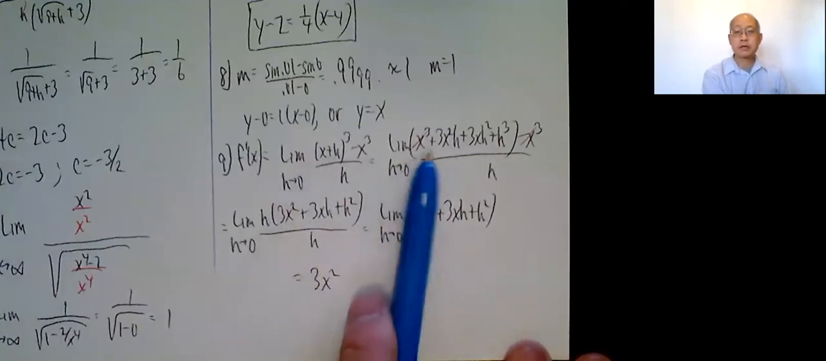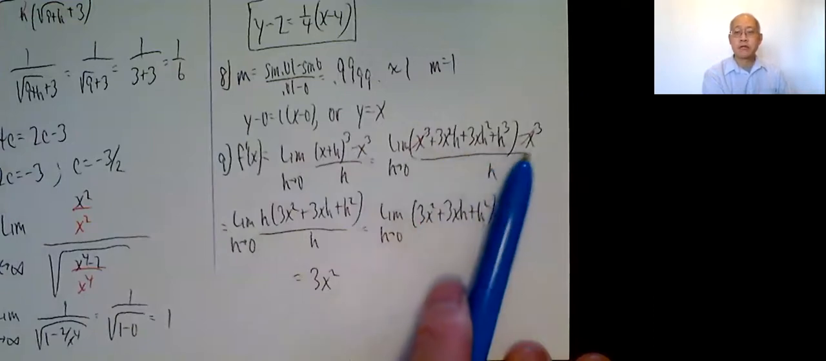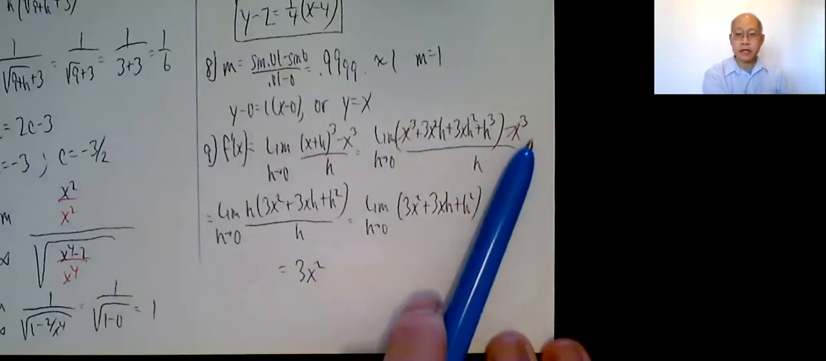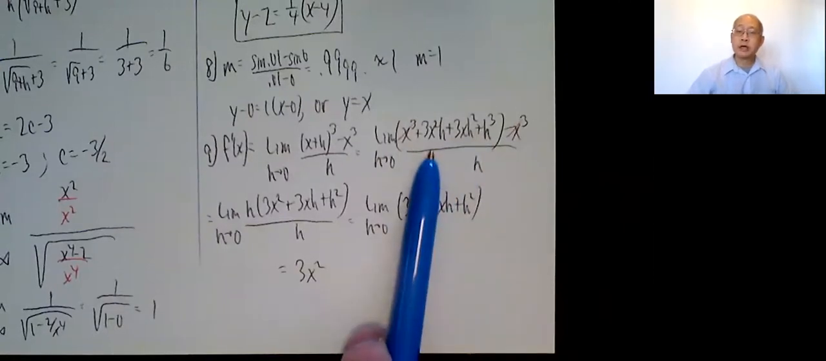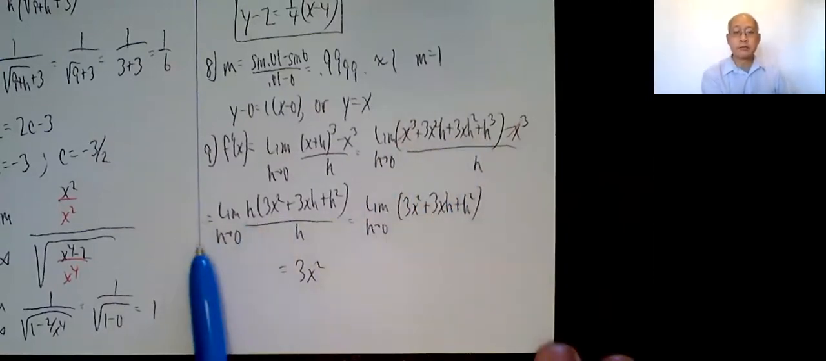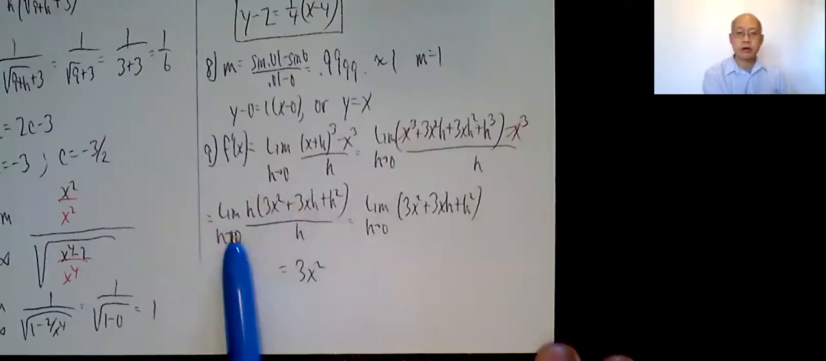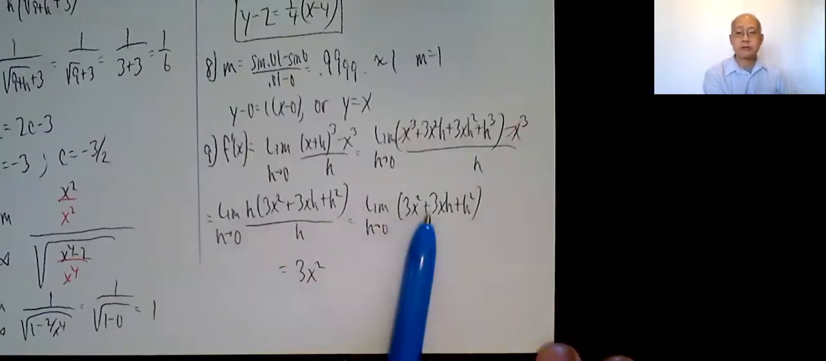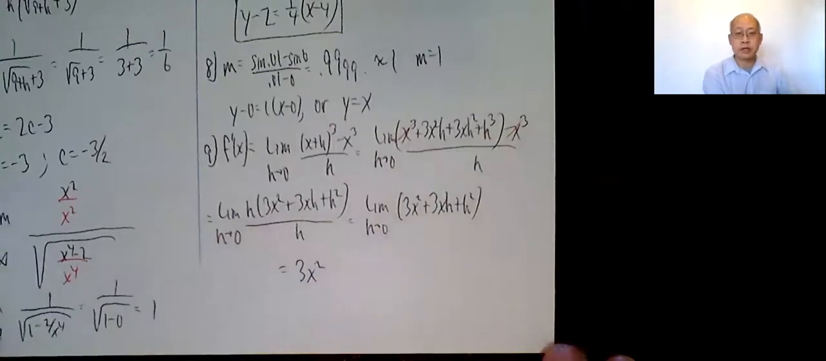It comes out to be x cubed plus 3x squared h plus 3x h squared plus h cubed, minus the original x cubed, all over h. x cubed cancels with x cubed. I have that one, and that one. They all have a common factor of h. So factor out the h. Limit as h approaches 0 of h times (3x squared plus 3xh plus h squared) all over h. The h's cancel out. Limit as h approaches 0 of 3x squared plus 3xh plus h squared. Now I plug in 0 for h. That's gone. That's gone. So I'm left with just 3x squared.